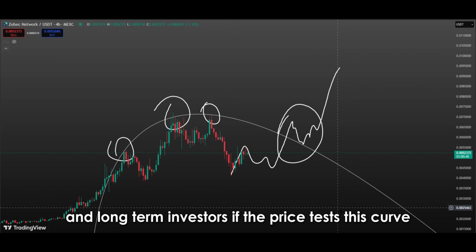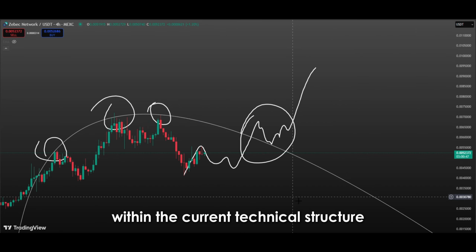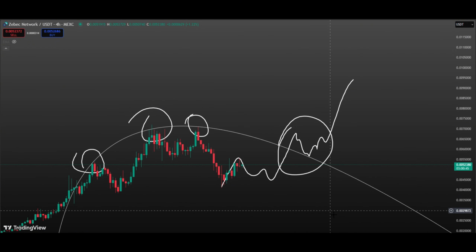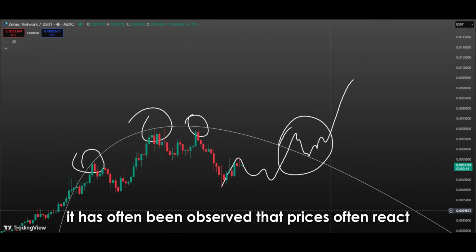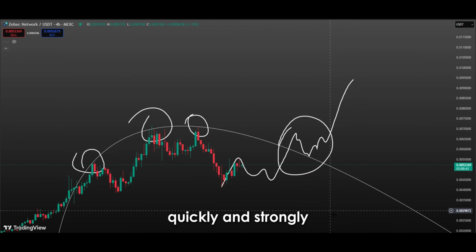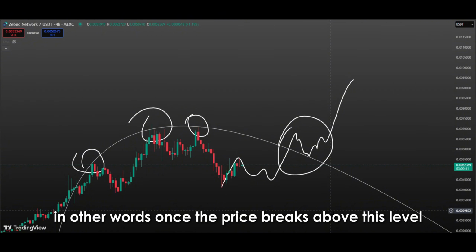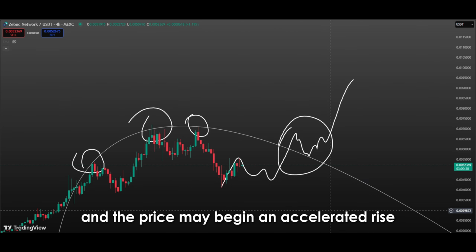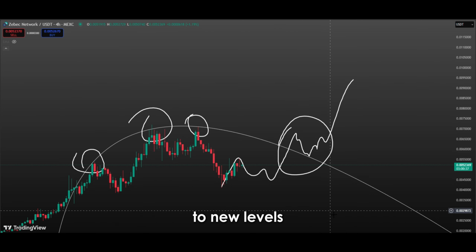If the price tests this curve within the current technical structure, it is a very promising stage and one that should be carefully monitored. In the past, it has often been observed that prices react quickly and strongly when such structures are broken. In other words, once the price breaks above this level, the market may suddenly experience increased buying pressure, and the price may begin an accelerated rise to new levels.